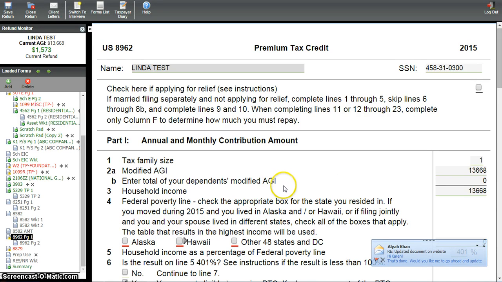Notice here on line 2B is where dependent income is entered. It doesn't state so on the form itself, but the dependent income is entered only if the dependent is required to file a tax return. So if the dependent files a return simply to get a refund of their withholding, but they don't meet the filing threshold, then you do not need to enter dependent income on line 2B. This is only for those dependents who have a filing requirement.